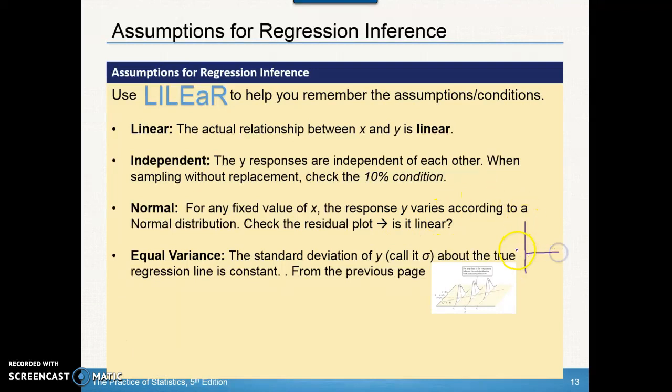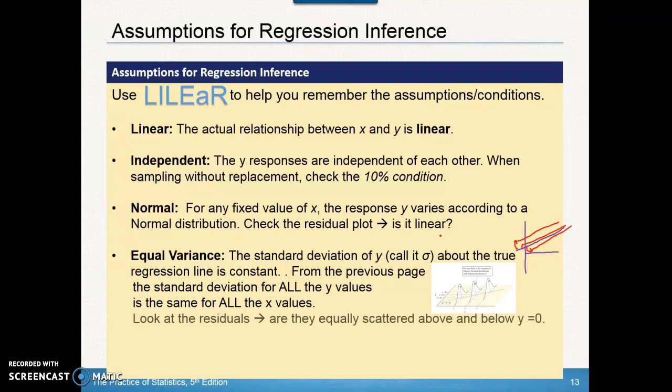So for example, if this is my population line, and then these are all of my samples: I took a sample of 20, wrote the equation, sample of 20, wrote the equation, sample of 20, wrote the equation. The standard deviation from this purple line to all of the red lines is exactly the same. Then you're going to take a look at the residuals.